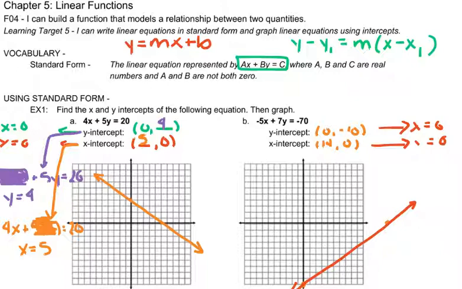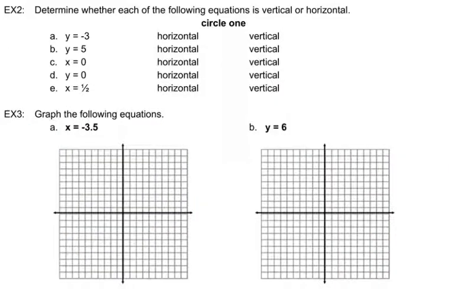Then you plotted those 2 points on the graph and drew a line through them to get your graph. And it should have looked like the one on the bottom. Sorry, it didn't fit on the graph, but that's how it goes. Now let's look at the next example.